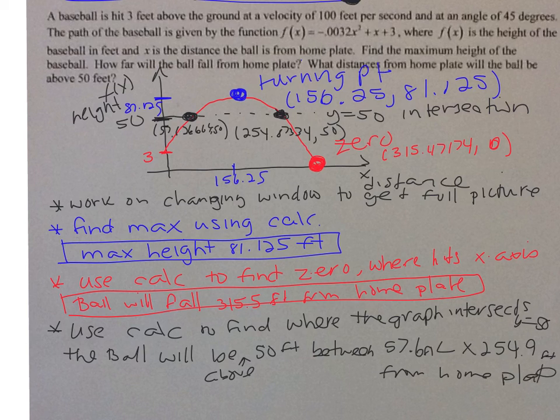So this is an inequality because it's above 50 feet here, from here to here. That's why it's an inequality in there.